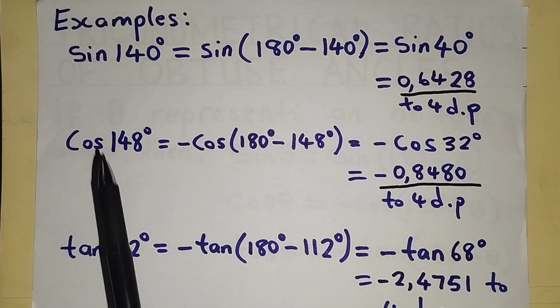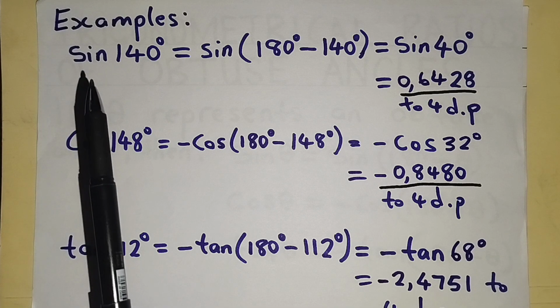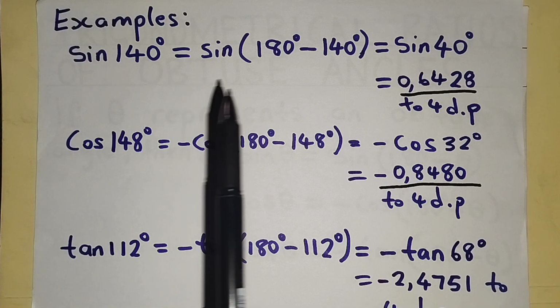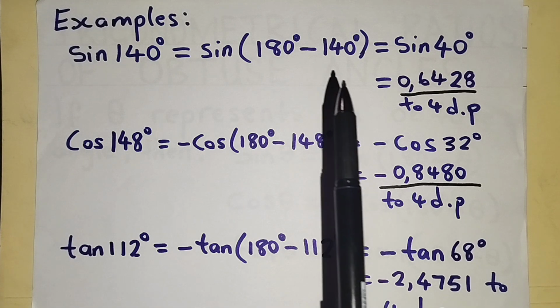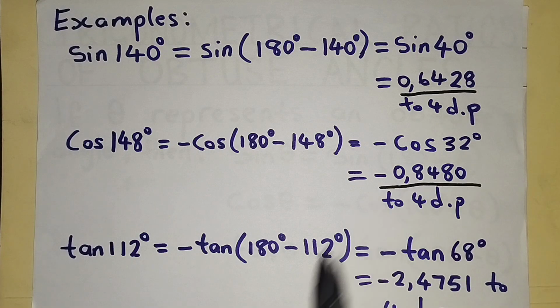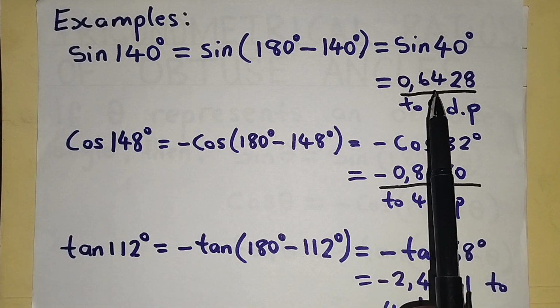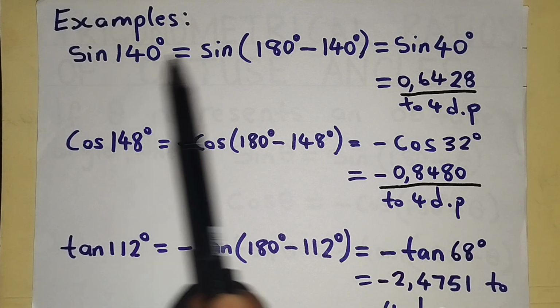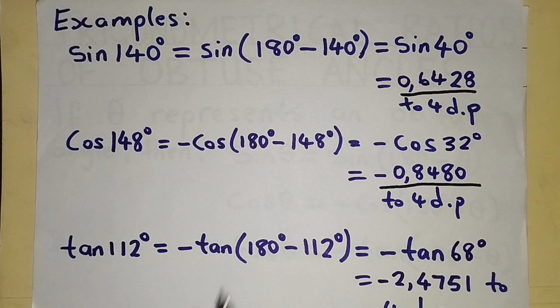So here, for example, sine 140 degrees. 140 is an obtuse angle. Sine 140 degrees equals the sine of 180 degrees minus 140, which is equal to sine 40 degrees. So it is equal to 0.6428 to 4 decimal places. So the sine of the obtuse angle 140 degrees equals the sine of the acute angle 40 degrees.